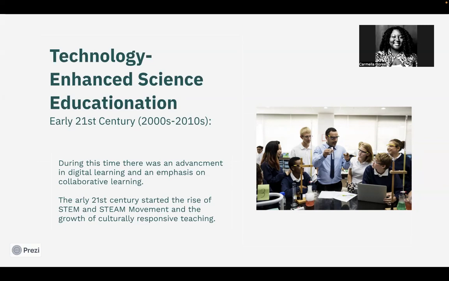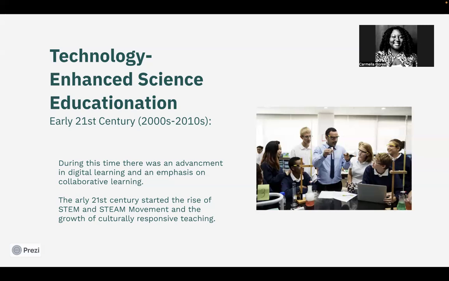And as mentioned, there was a national focus on increasing student participation in these sectors of science, technology, education, and mathematics, which later, in the 21st century, has turned into STEAM to include the arts. And with the growth of culturally responsive teaching, there's an acknowledgement of diverse student backgrounds that led to more inclusive curricula that reflected contributions from scientists from all backgrounds.